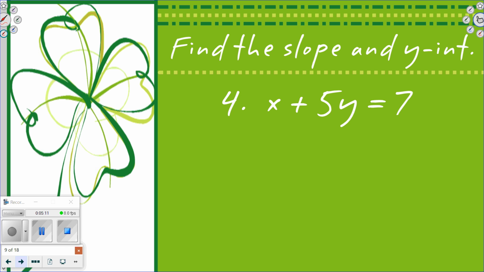Okay, number 4. Find the slope and the y-intercept. So we need to get y by itself. So 5y equals, what happens to x when I move it over? Negative x plus 7. Divide by 5.